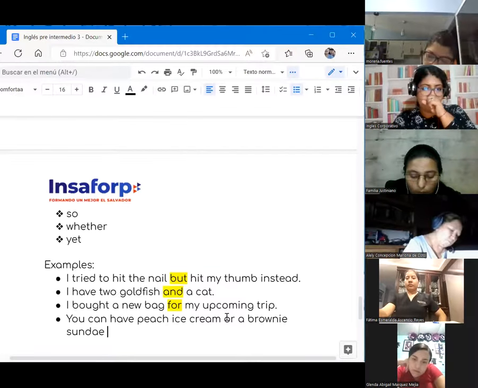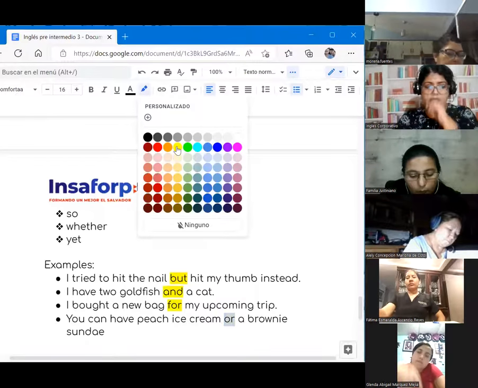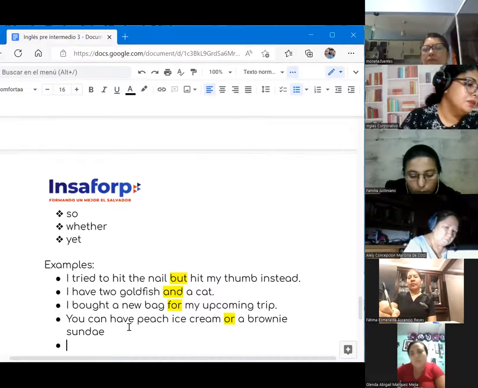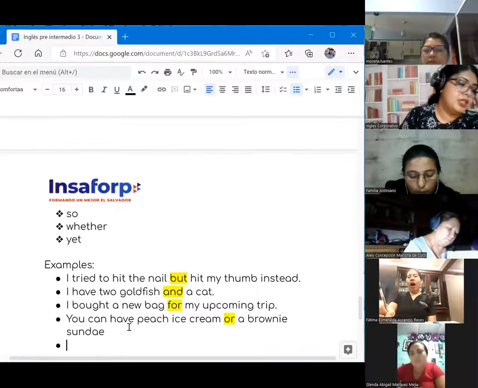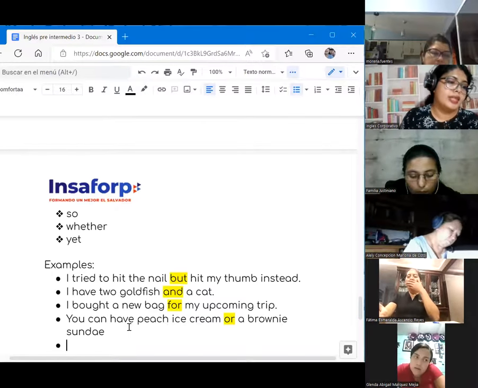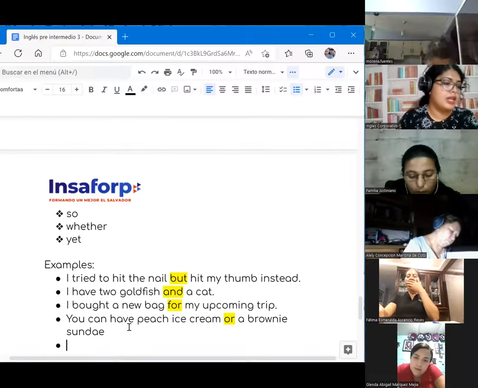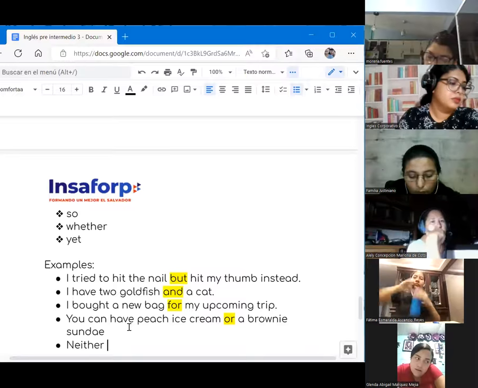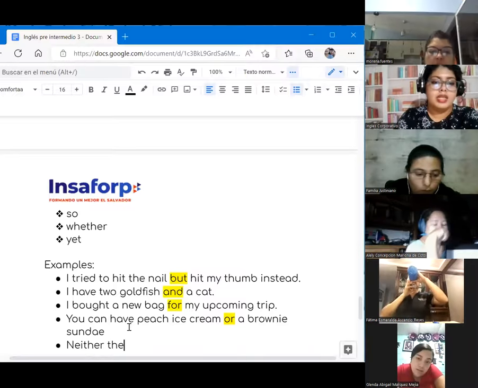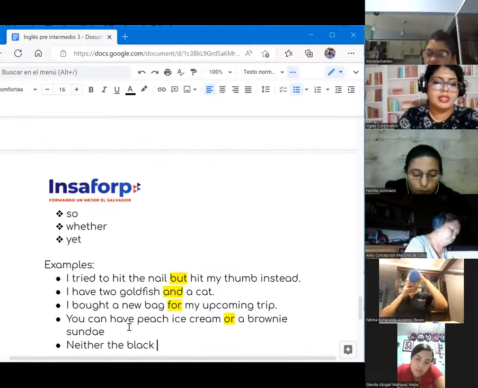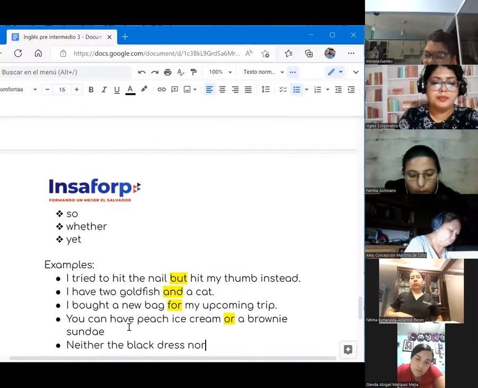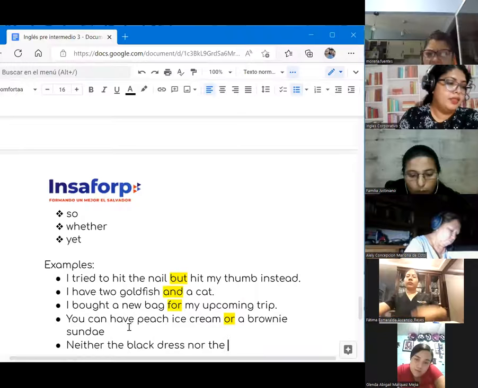Peach ice cream or brownie. In this case, or. Neither the black dress nor the gray one looks right on me. Neither the black dress, nor the gray one.